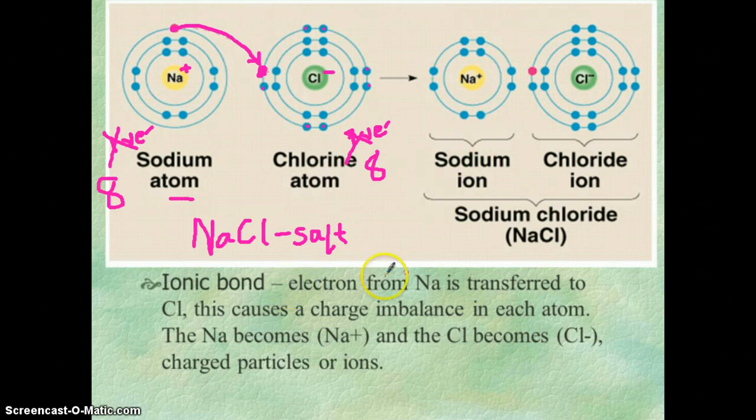So if you look down here, electron from Na is transferred to Cl. This causes a charge imbalance in each atom. The Na becomes positive and the Cl becomes negative. Charged particles, or ions, we know that opposite charges do what? They attract.